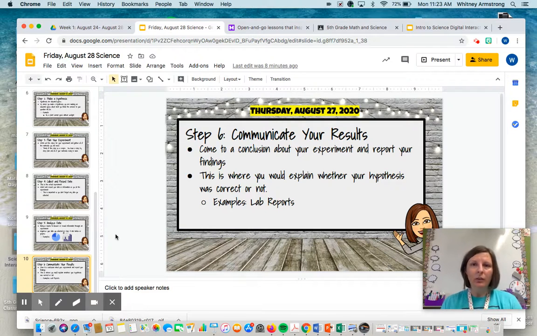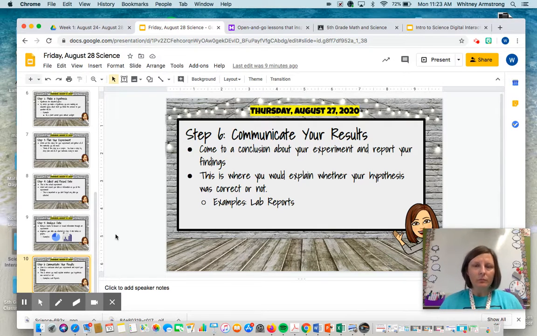It's okay if you're wrong. It's not a big deal. It happens all the time. If your hypothesis is wrong, you could go back and redo the experiment and change your hypothesis, but you don't always have to. And so where you would report your findings, this is where a lot of lab reports come in.